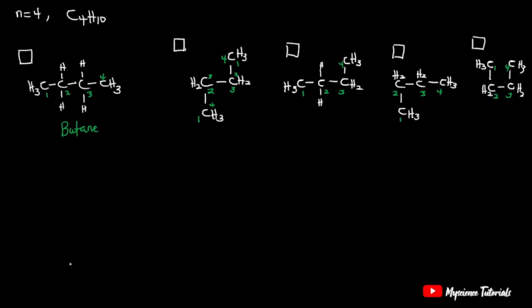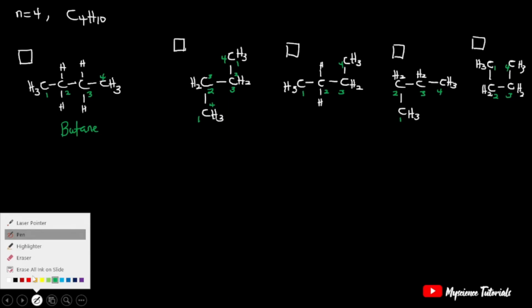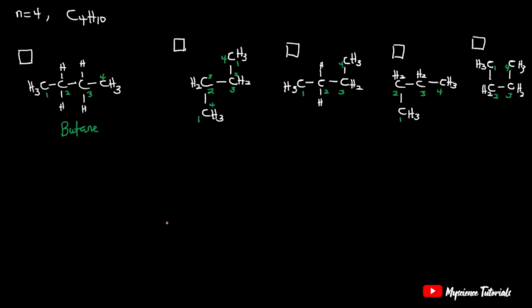Now there's something we need to note over here, something really important. So let me use red to indicate that. Now you get to realize that this is the longest continuous chain over here. So this is the starting carbon, let me use S, and this is the ending carbon, let me use E. Okay, so over here let me assume this is our longest continuous chain.